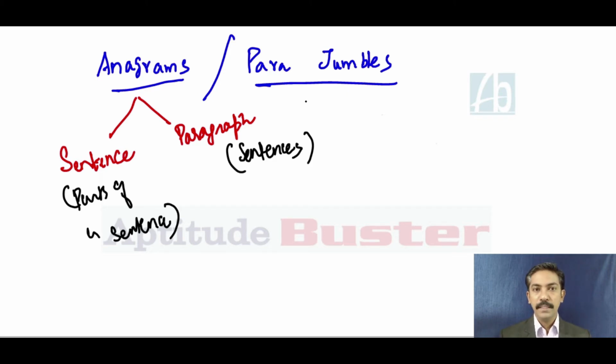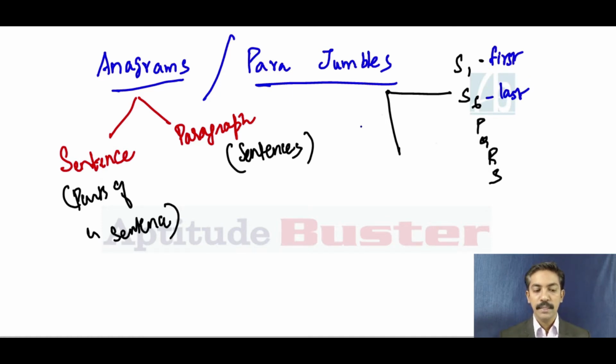Well, when we say parajumbles, you can expect questions in 2 different formats. One format will carry S1, S6 followed by P, Q, R, S, which means the first and the last sentence will be in the appropriate position. The in-between sentences, that is the second, third, fourth, fifth sentence positions, would be in jumbled form and you need to find the proper sequence.